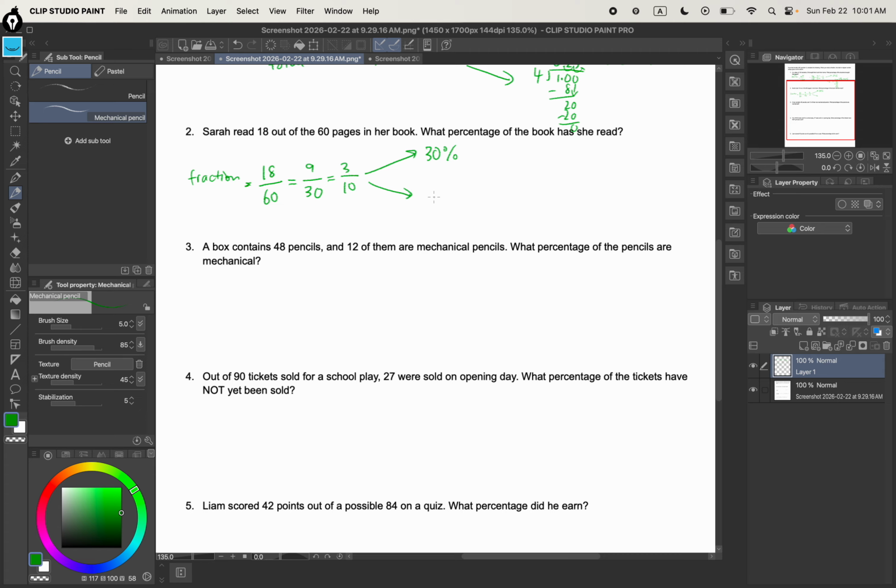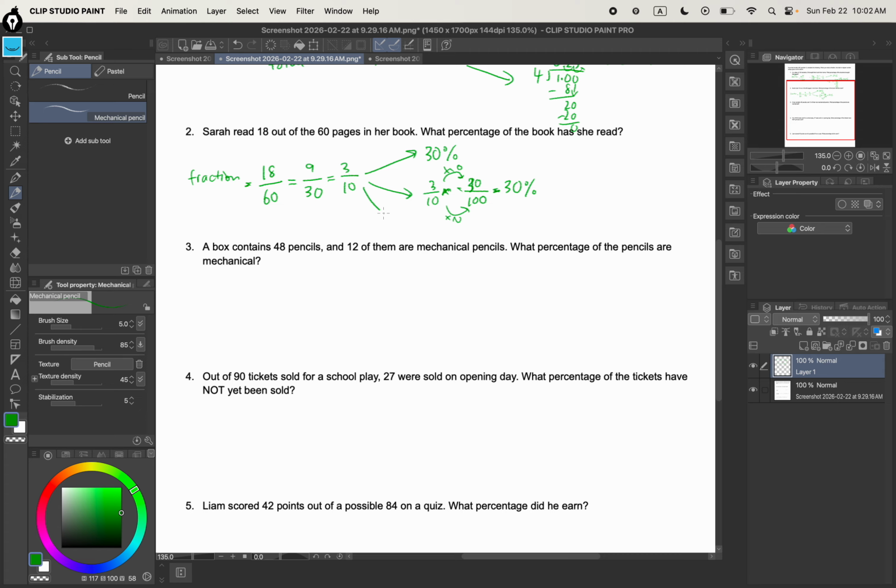Or you can make an equivalent fraction out of 100. To get from 10 to 100, it's times 10. So here would also be times 10. 3 times 10 is 30. And then something out of 100 is automatically 30%.